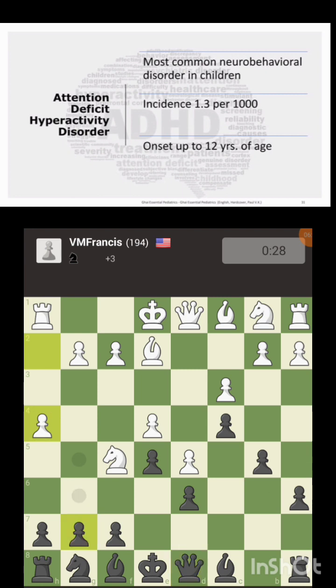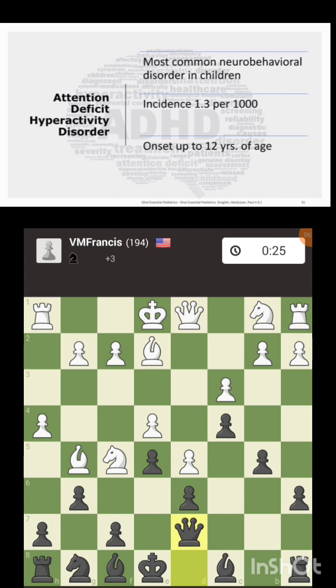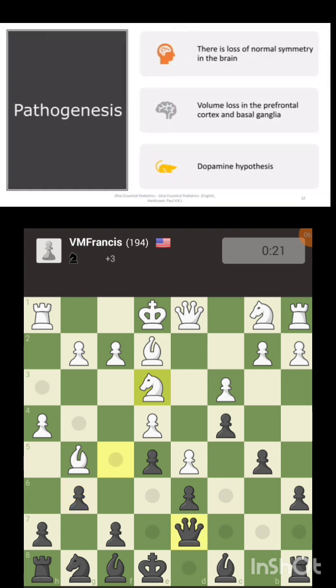So next you have the very common ADHD, something which I feel I myself have, but I cannot say. It's most commonly seen in children, like 1.3% per 1000, and can be observed up to 12 years of age. The cause is a loss of normal symmetry in the brain, volume is lost in the prefrontal cortex and basal ganglia, and there is also the dopamine hypothesis.